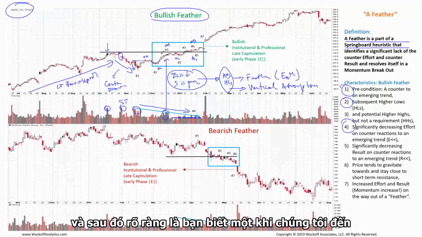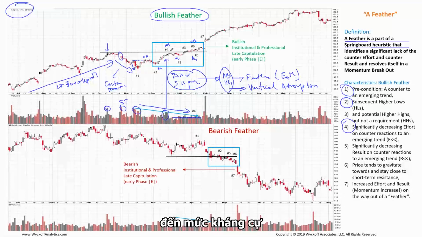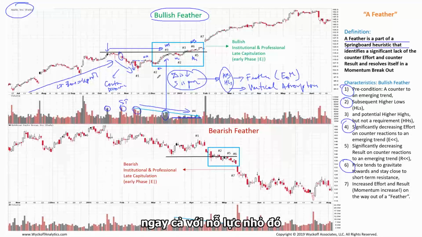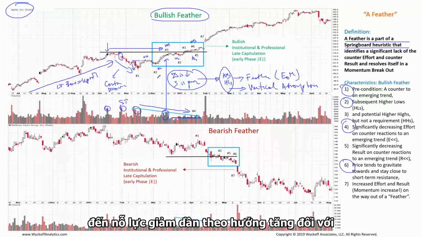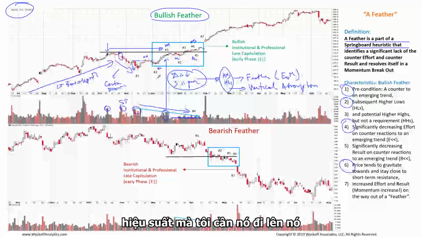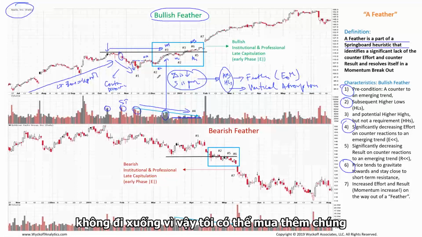And then obviously, once we come to the level of the resistance, this is where the behavior of institutions is going to change. And this is where they're going to say, well, even with that small, diminishing effort to the upside, the price gives me an absolute performance that I need. It goes up. It doesn't go down. So I might buy more.